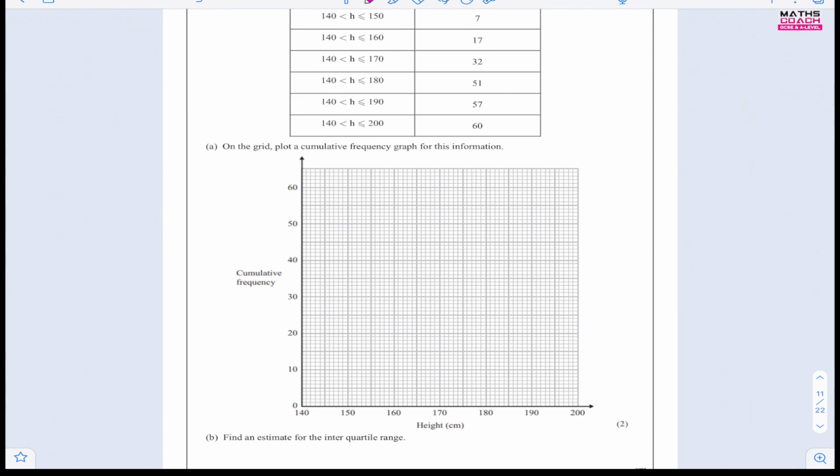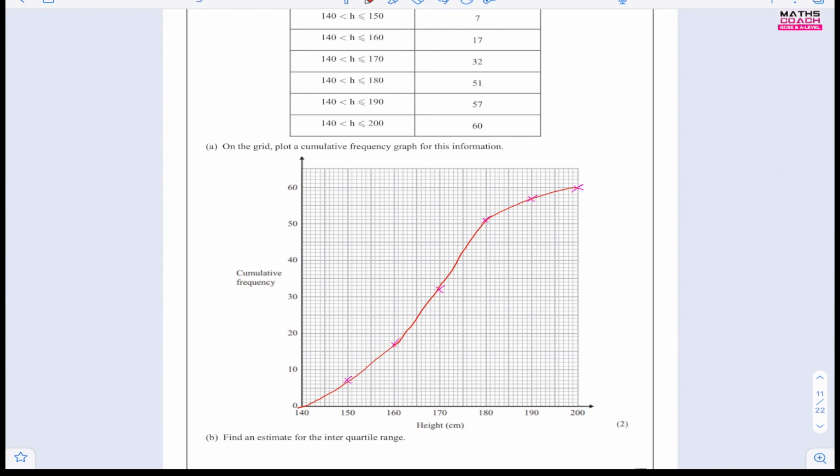So 7 will be plotted on 150 right there. 17 will be on 160 here. 32, 170 right there. 180 on 51 right there. 190 on 57 right there. And 200 on 60 right there. Finally, you can take a ruler now or draw it freehand. Just join these lines like that.